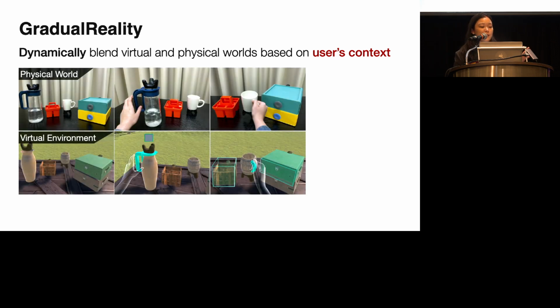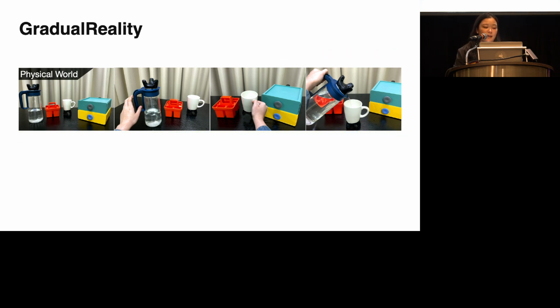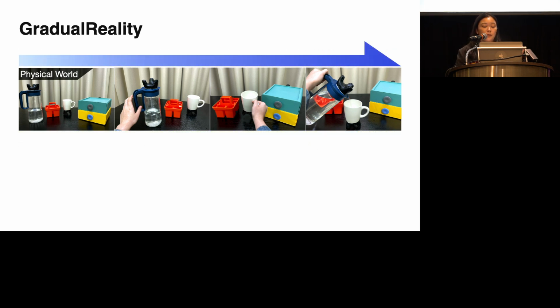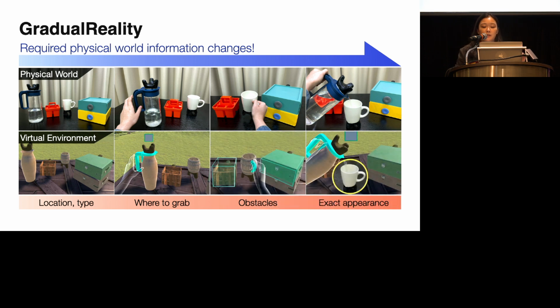This novel cross-reality system dynamically adjusts the blending of virtual and physical worlds based on the context of the user's interaction. This approach is grounded on our insight that as interaction with the physical object progresses, the type of required physical world information changes. GradualReality exposes the exact amount of physical information required for the current interaction context in the virtual environment to maximize presence while simultaneously ensuring usability.